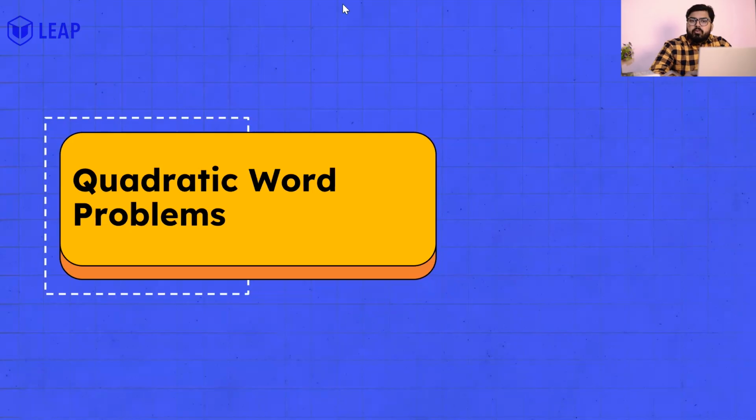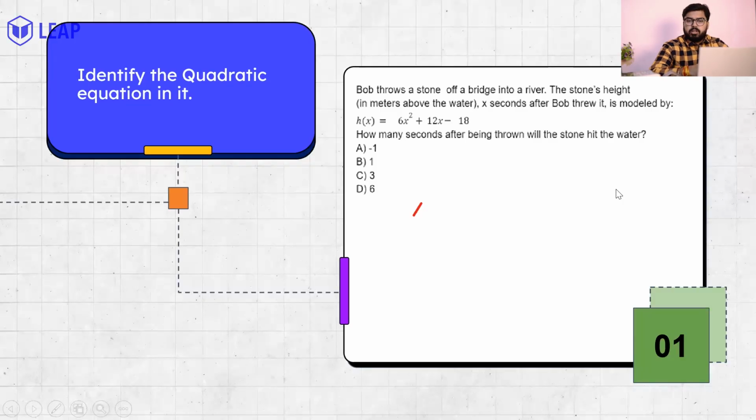Okay, so now we are going to move to the next part, which is a quadratic word problem. Talking about the quadratic word problem, we have a question on the board. Let's see and do it. This question says that Bob throws a stone off a bridge into a river. The stone's height x seconds after Bob threw it is modeled by this equation. How many seconds after being thrown will the stone hit the water?